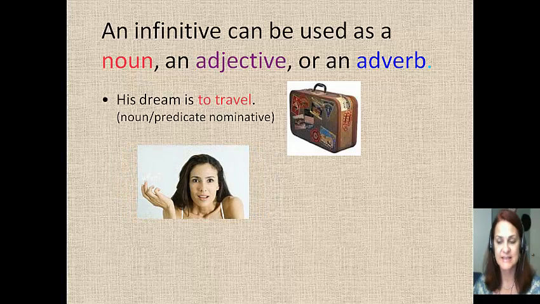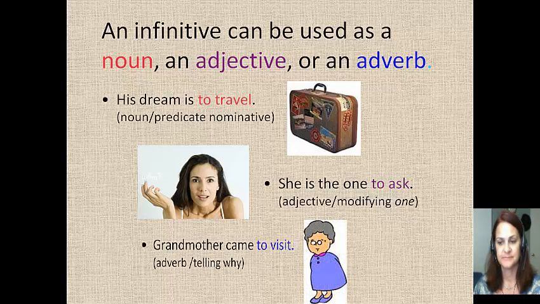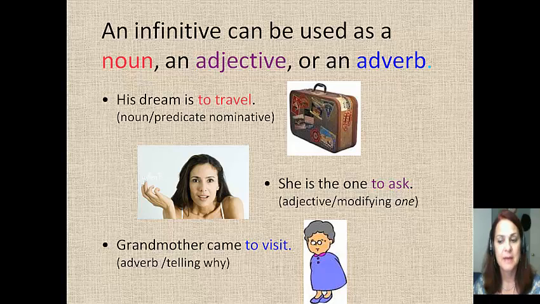In our second example, she is the one to ask. The infinitive is to ask, and in this case, it's functioning as an adjective modifying one. Our third example, grandmother came to visit. To visit is my infinitive, and in this case, it's an adverb modifying came and tells why.